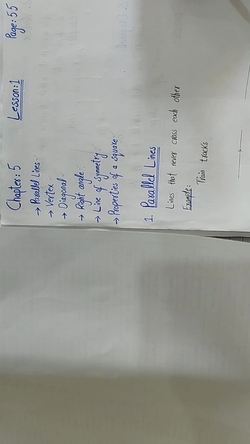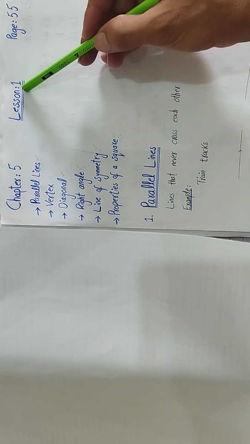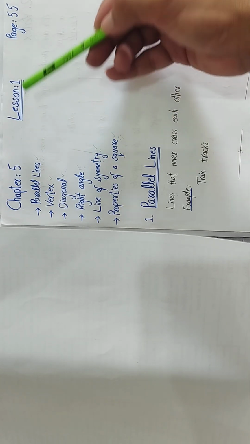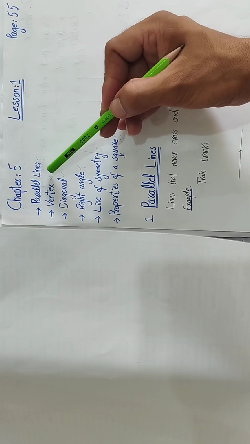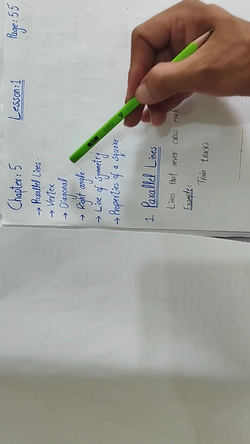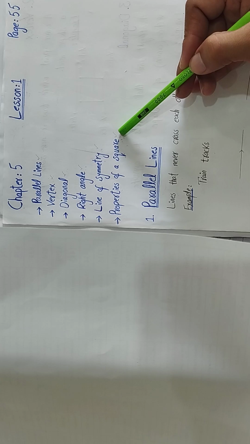We have started chapter number 5 and it is on page number 55 of your book. In our previous lesson, we discussed some important definitions which are going to be useful in exercise 5.1. These were the definitions we discussed in lesson number 1 of chapter 5. The first definition we discussed was what are parallel lines, then what is vertex, what is diagonal, right angle, what is line of symmetry, and then we discussed some properties of square.